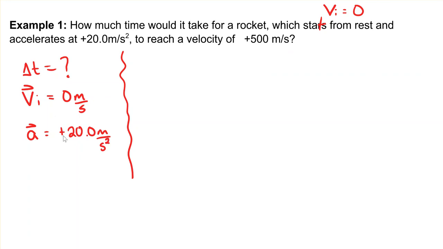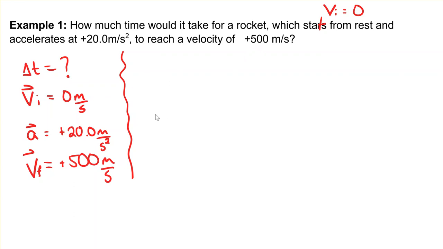So remember, what that means is that our velocity is changing. Acceleration is the rate of change of velocity. It's gaining 20 meters per second every second. So after 0 seconds, it's 0. After 1 second, it's 20. After 2 seconds, it's 40. After 3 seconds, it's 60. I could go on, but you're really bored of this right now. Okay. VF is positive 500 meters per second.